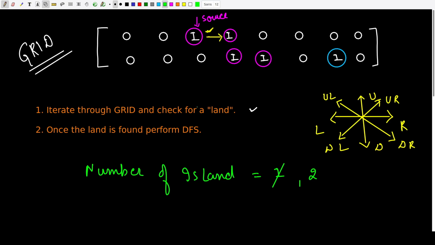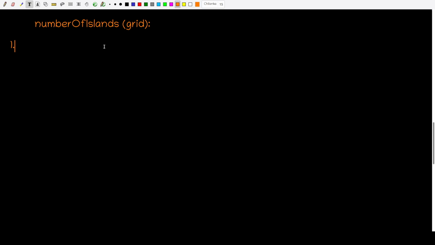Now let us discuss the pseudocode of this problem. Let us say we want to find the number of islands and a grid is given to us. What we are going to do over here is take a visited matrix, which is a 2-dimensional matrix, and all the values are initialized to false, and the size of this 2-dimensional matrix is equal to the size of the grid.